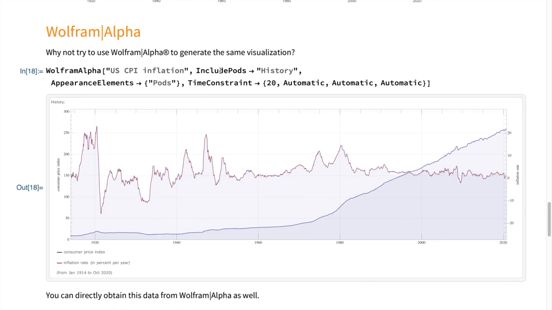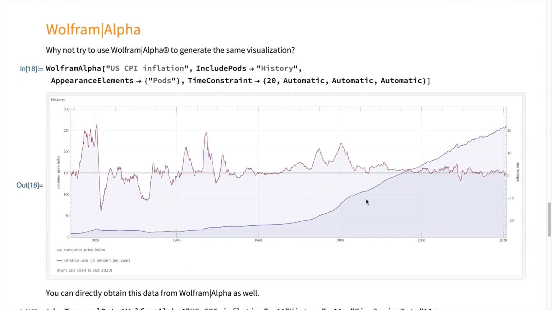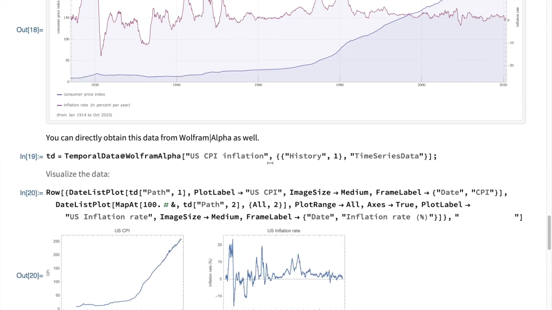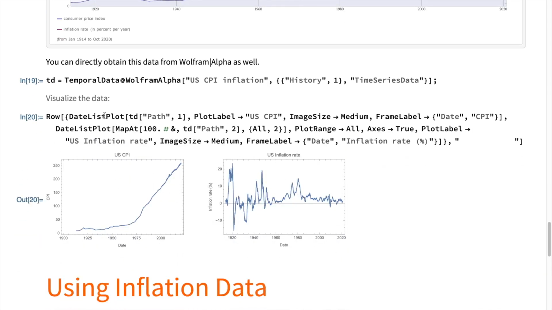Using IncludePods will indicate we want the history. We get the following neat visualization, which is very similar to the one we generated above, except more granular. We can obtain this data directly from Wolfram Alpha as well. Indicating we want the US CPI inflation history and the TimeSeries data, we can apply the TemporalData function to get a time series object corresponding to the data. We can visualize this data directly by using a DateListPlot. We will arrange the visualizations in a row, and to get the US CPI data, we will take the first path, while for the inflation, we will multiply the second path of the time series by 100 to get its percent value. This gives us the following visualizations.